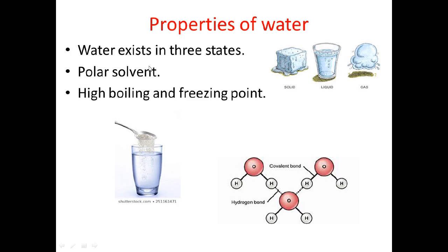Properties of water. First, water exists in three states which are solid in the form of ice, liquid in the form of water, and gas in the form of water vapor. Also, water is a polar solvent, which means that polar compounds can dissolve in it. Water has a high boiling point and a high freezing point. Water boils at 100 Celsius degrees and freezes at 0 Celsius degrees. That's due to the presence of hydrogen bonds, which cause an increase in the boiling point and a decrease in the freezing point of water to 0 Celsius degrees.